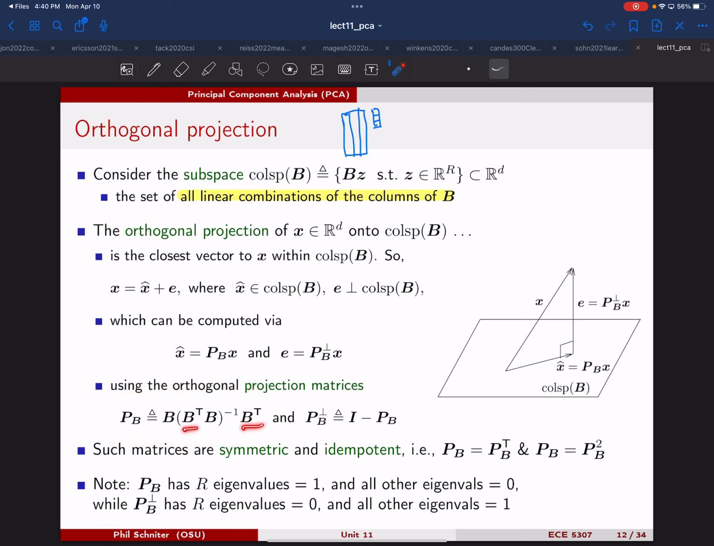B times B transpose B inverse times B transpose. And the one that is orthogonal to that is just I minus this other guy. So these are these very special matrices that do projection for us. And they have 2 properties, and really only 2 properties. They are symmetric, meaning P is equal to its transpose, and they are idempotent, which means P is equal to its square or cube or fourth power.